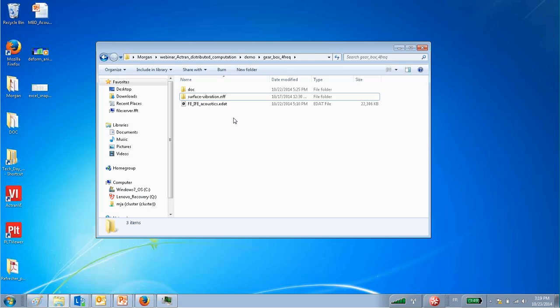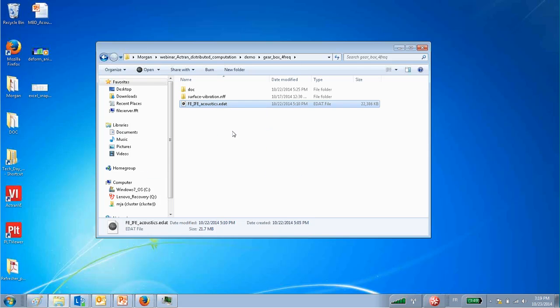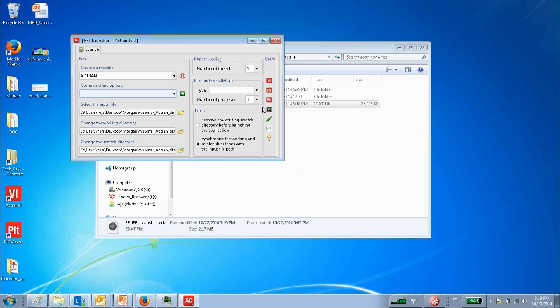So let's say that you already have your model in place on your computer, and Actran 15 has been installed. You will right-click on the model and then launch with Actran 15. You will get the graphical launcher, and if you look at the launcher, you will see two different kinds of frames. The first one is about multithreading, which allows you to select the number of threads that you can use on your computer.